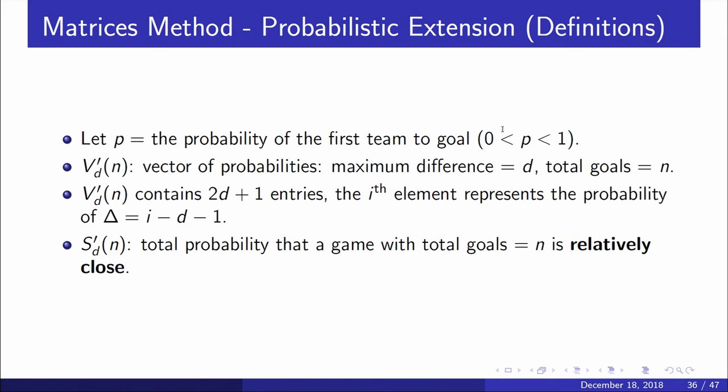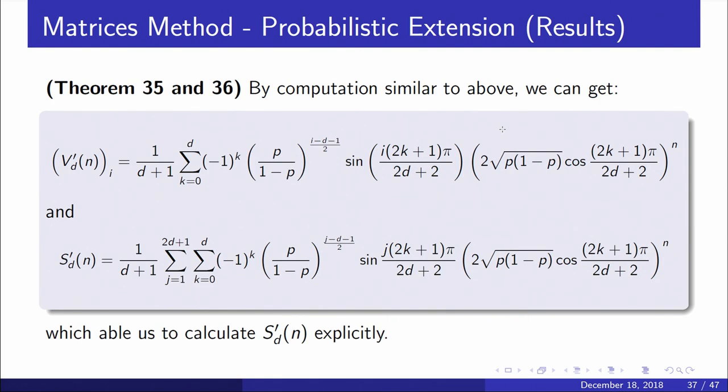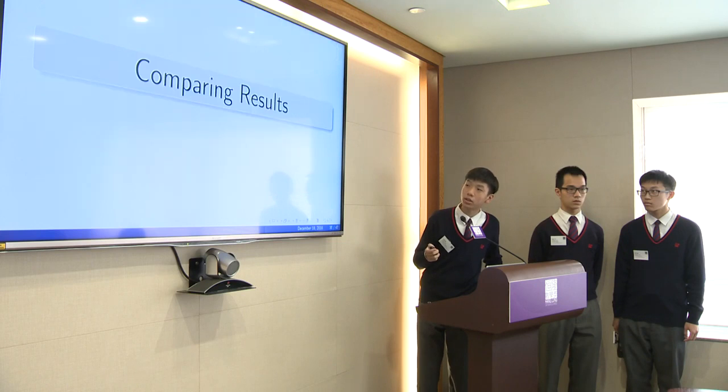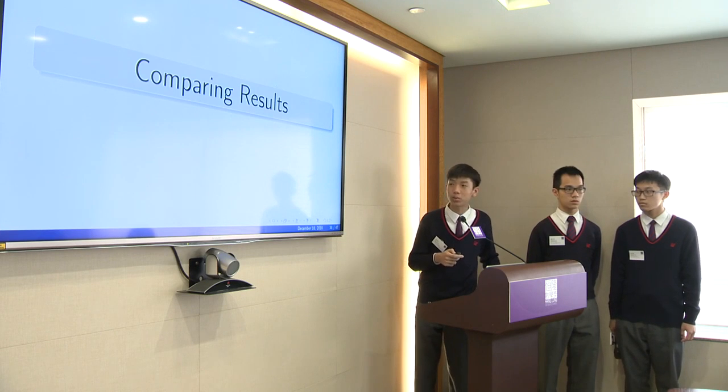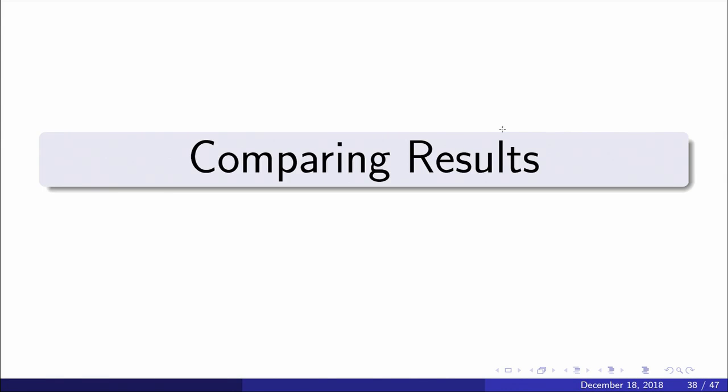However, we have to extend the problem by considering probabilities, where we let p be the probability of the first team to score a goal, and let V'_{d,n} be the vector of probabilities. So now we can also define S'_{d,n} similarly. The calculation of V'_{d,n} and S'_{d,n} is very similar to the previous session, so the calculations are not shown here. After our calculation, we have the V'_{d,n} and S'_{d,n} formulas as shown here. So we can finally move to the results of these two parts.